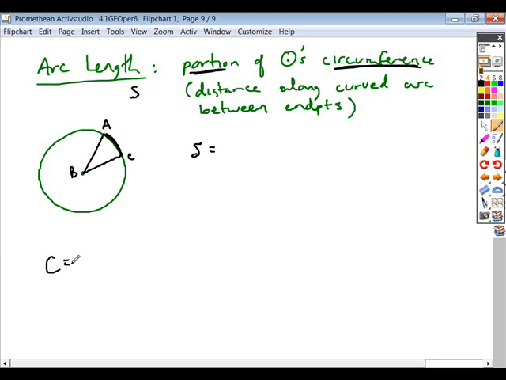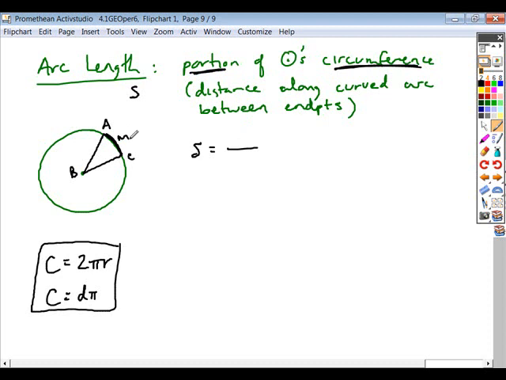Josh? 2 pi r. So one of them is 2 pi r, and we could also use 2r is equivalent to d. So these are your two equations for circumference. So when you're dealing with the arc length, which is this lowercase s, it's some portion of a circle's circumference. Well, let's figure out what portion that is.